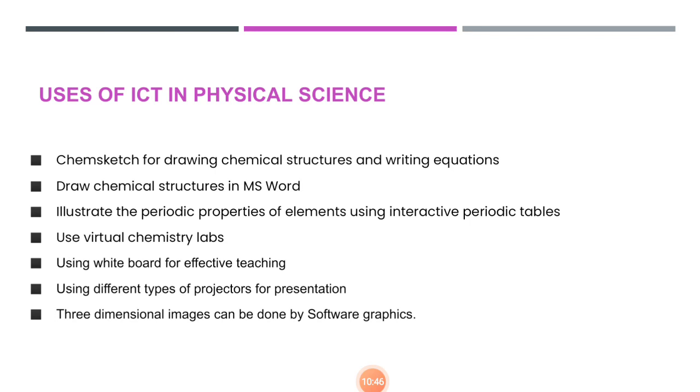And the uses of ICT in physical science: the first one is ChemSketch. We have already seen that ChemSketch is a structure drawing package. We are able to draw structures and equations, and draw chemical structures in MS Word also. Then illustrate the periodic properties of elements using interactive periodic tables. Then use virtual chemistry labs, and use the whiteboard for effective teaching. Using different types of projection for presentation. Three-dimensional images can also be made by software graphics.